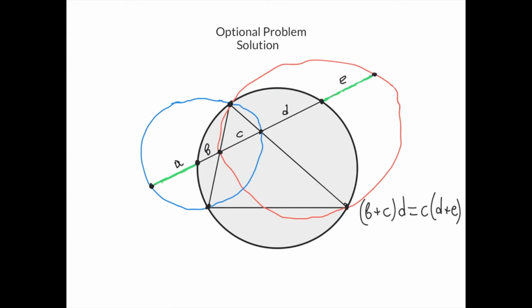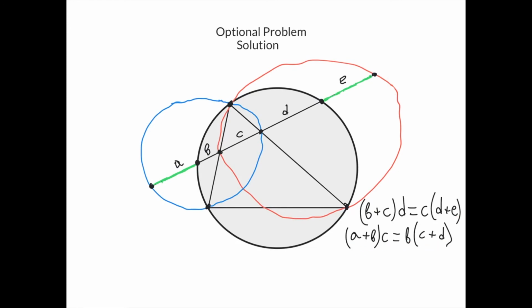We can make similar arguments for this point. Its power with respect to this circle is b times (c plus d), and it equals this times this. And its power with respect to this circle is (a plus b) times c, and it also equals this times this. And therefore, (a plus b) times c equals b times (c plus d). From the first equation here, c times d is going to cancel out with c times d, and we're going to be left with b times d equals c times e.